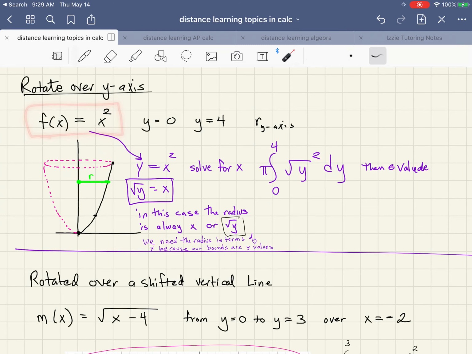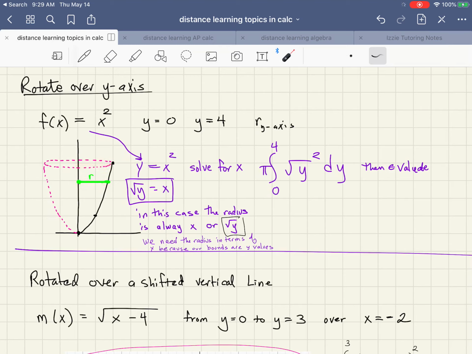So we have a function. I've kind of backed off the complexity a little bit. We have f of x equals x squared, but we are given our bounds in terms of y. So our y values, we want to go from 0 to 4, and we want to rotate around the y-axis. So again, it's another bullet-shaped object, just because I'm using parabolas.